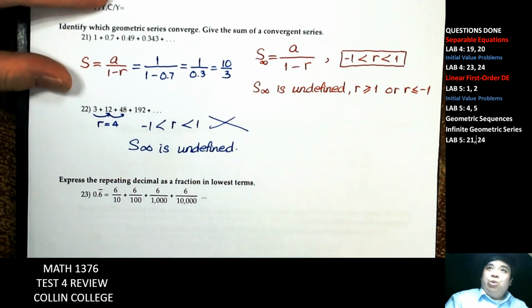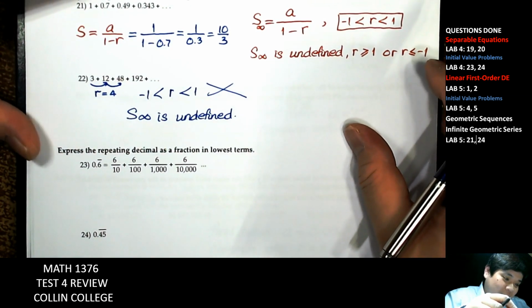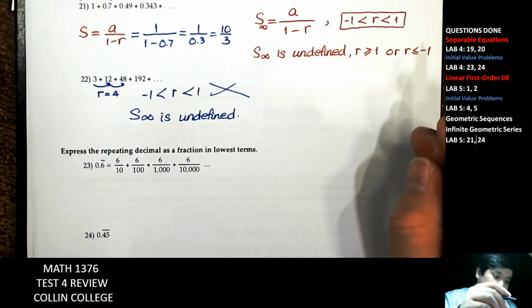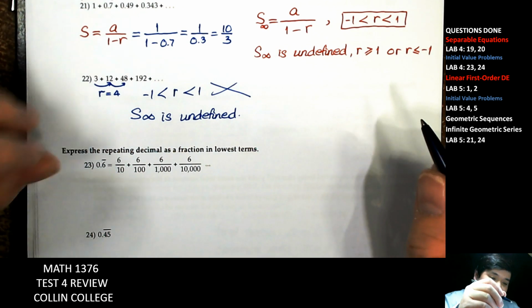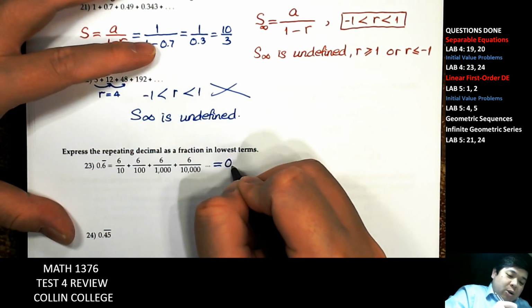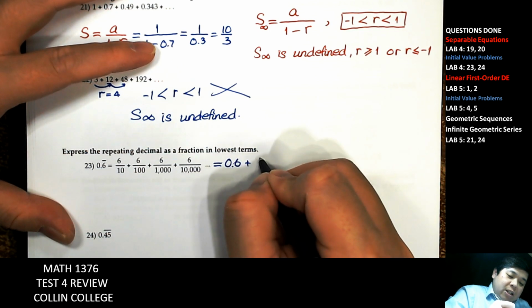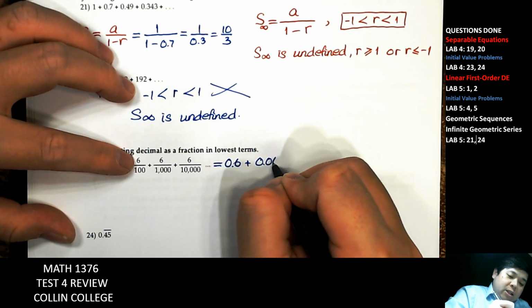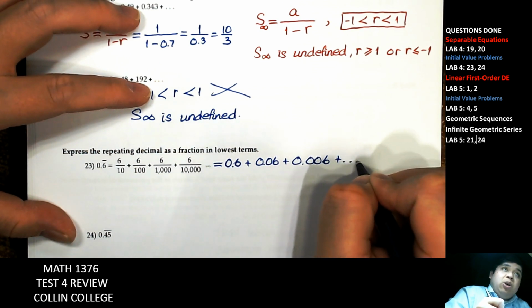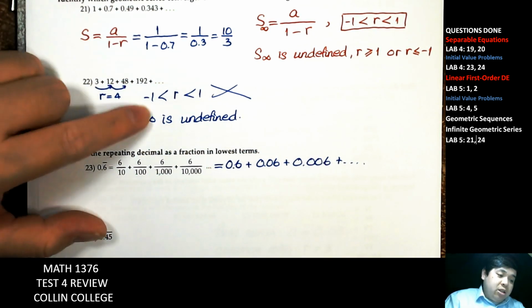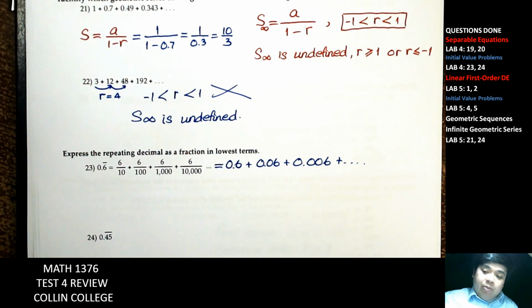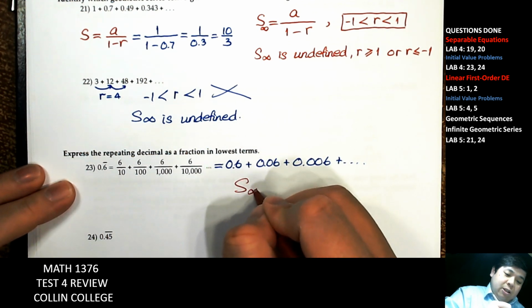Actually, we did that too. It's fine. Now, express this as a decimal. I will not do 23. This looks simple enough. If we just rewrite this as 6 over 10 is 0.6, and that's 0.06, and 0.006, and so on. I think if you apply this, you should be able to get it. Should be simple.